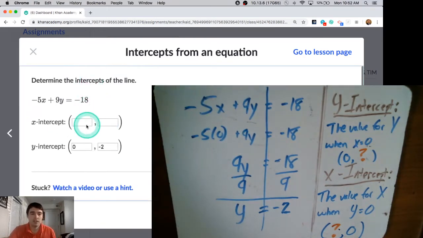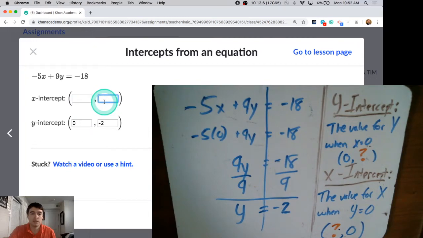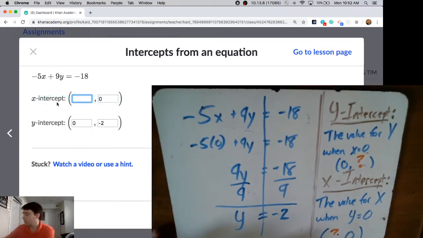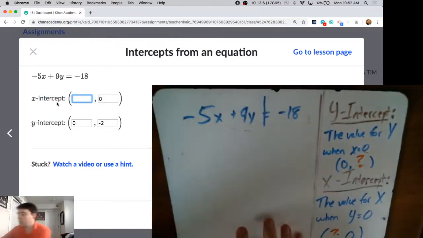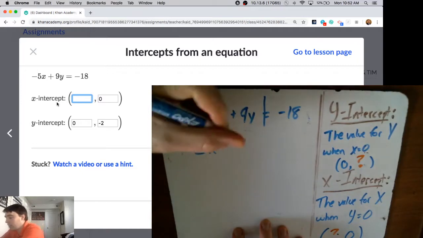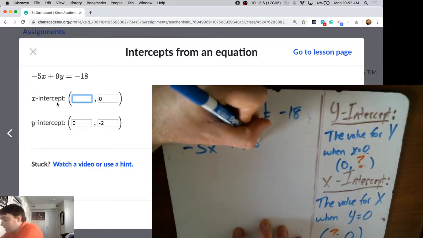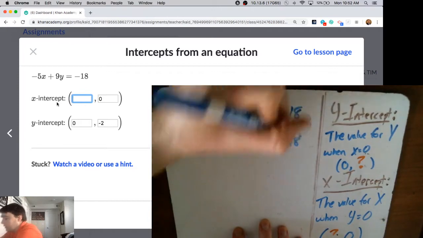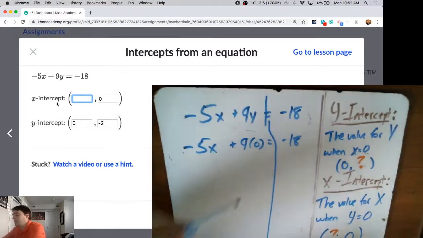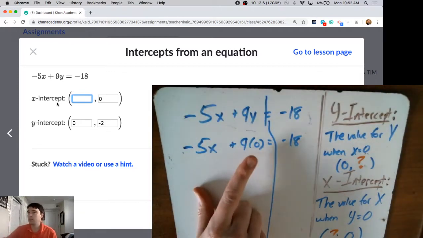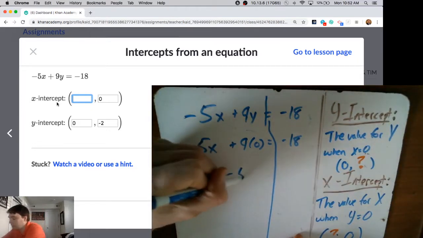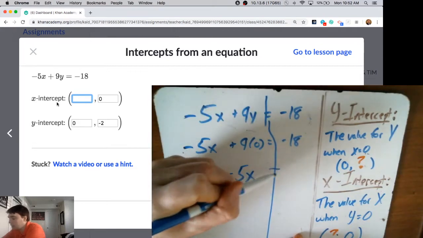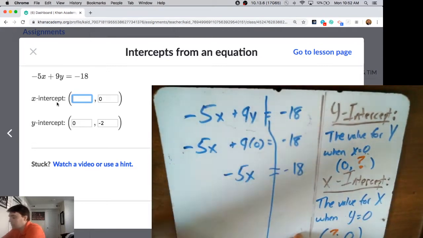And to find the x-intercept, if you recall, the x-intercept is going to be the value for x when we make our y equal to 0. So I'm going to go back to this equation and this time set the y equal to 0, so it becomes negative 5x plus 9 times 0 equals negative 18. And again, the nice thing about these intercepts is one term eliminates entirely when you do anything times 0. 9 times 0 is nothing, so this just becomes negative 5x equals negative 18.